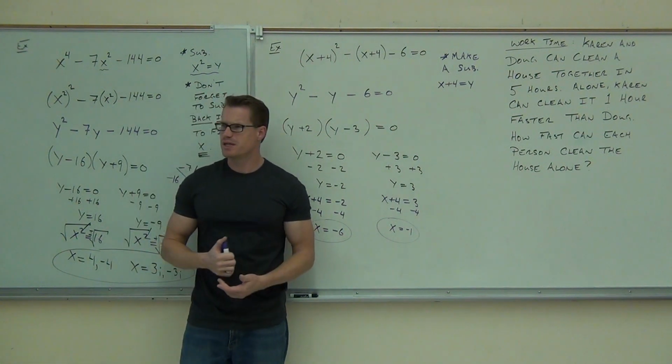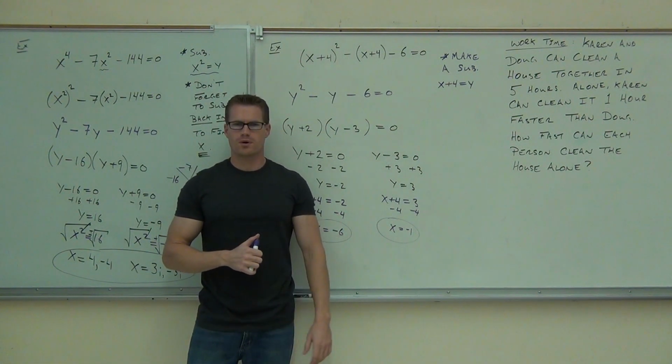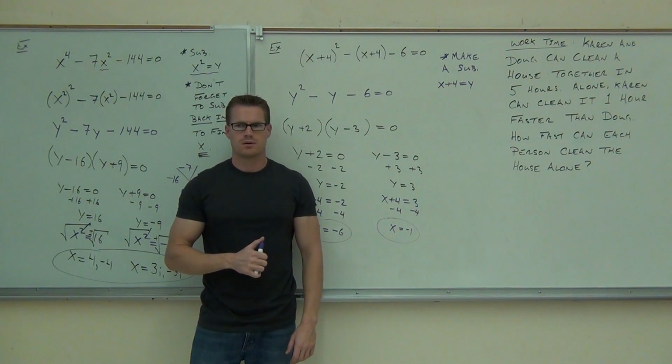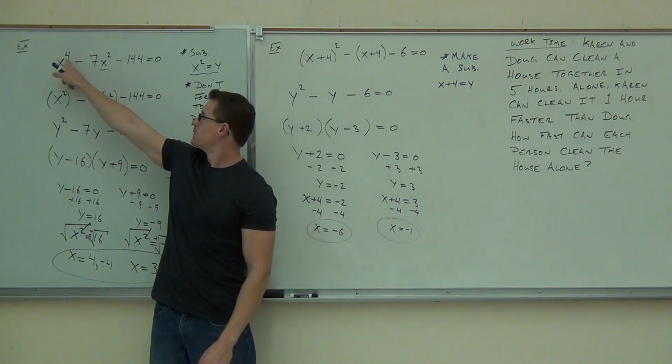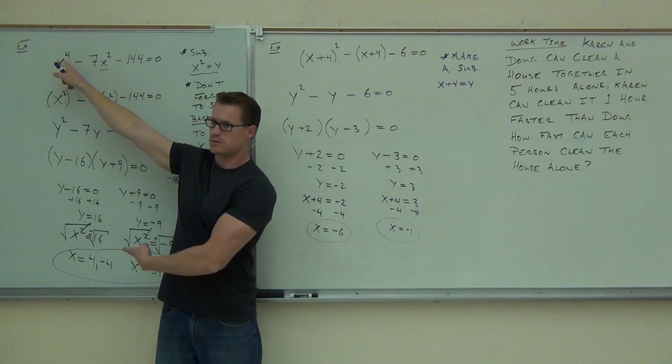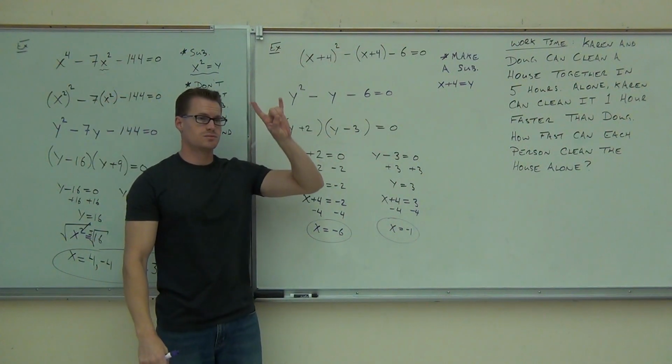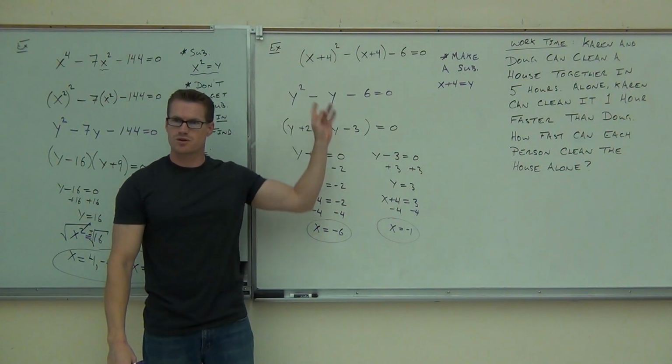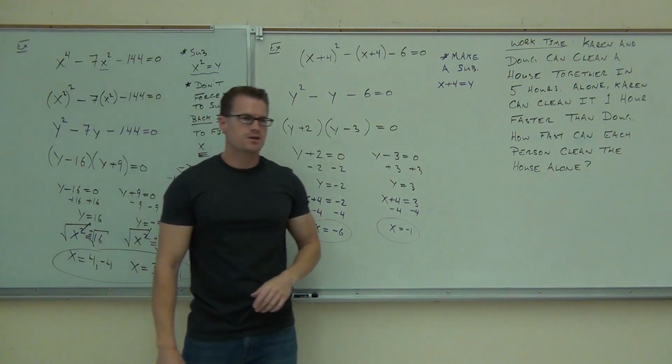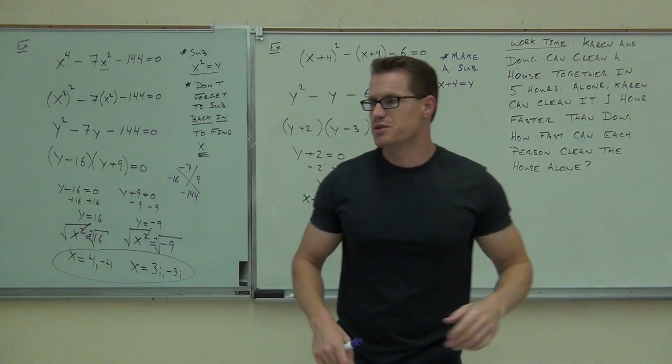How many solutions did we get? Two. Why didn't we get 4? Because the highest power on the problem determines how many answers we're going to get. Four, two. That works, right? There's no 4 over here. There's no x to the 4. So that means we're only going to get those two solutions. They're both going to work.